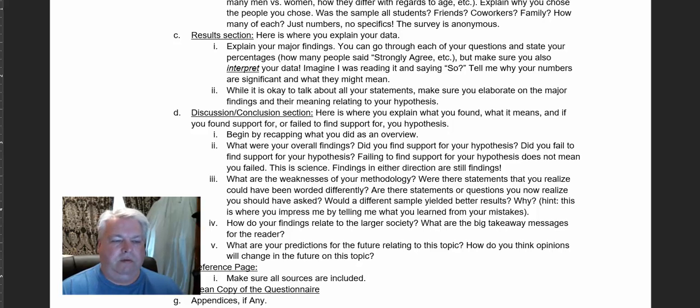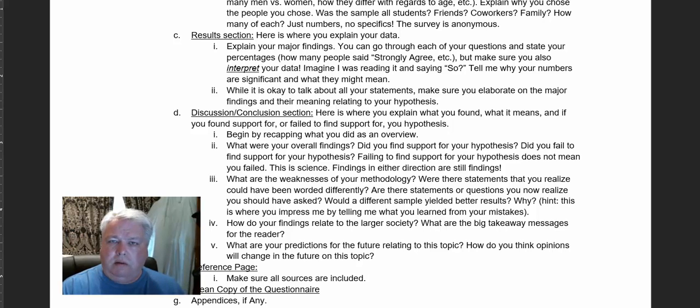So 15 people said strongly agree. What does that even mean? So you're going to interpret that, and you're going to talk about maybe what that does mean. And you do that for each one of them. So that's about a paragraph for each one of your statements. And when it comes right down to it, that ends up being about 2 pages of text pretty easily. So that's one way to do that.